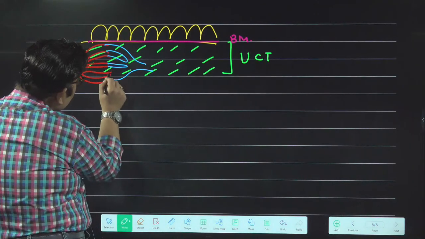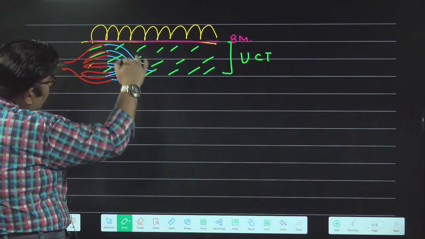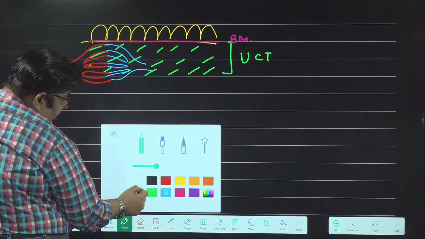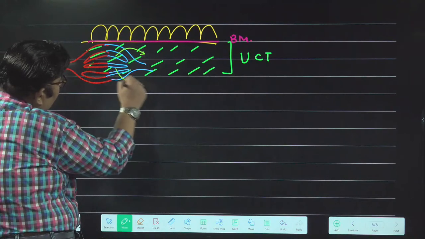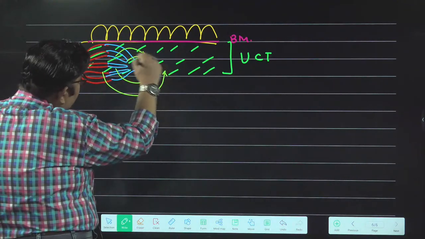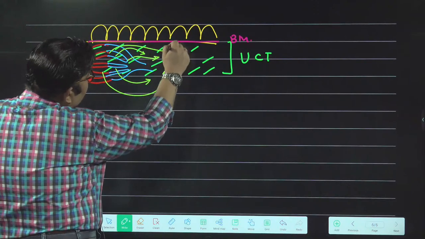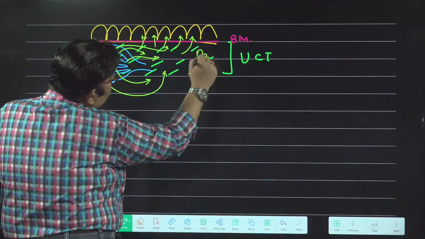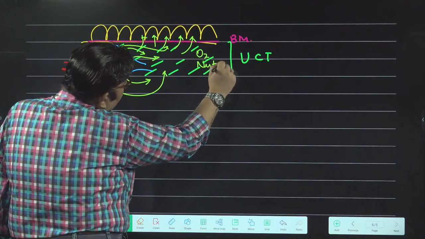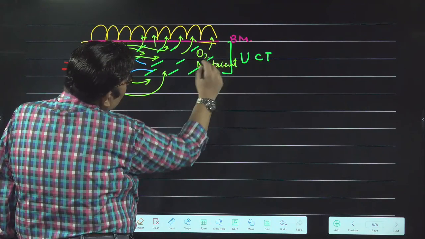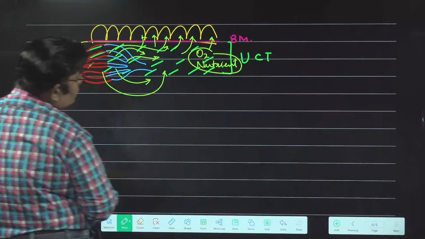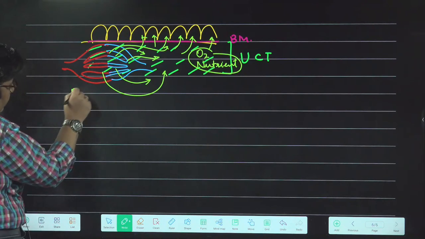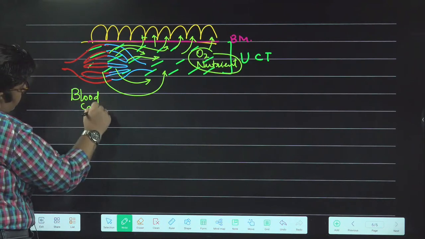I'm just showing you a simple diagram to show the blood capillaries. And from here, the substances which are absorbed, oxygen and nutrients, can be utilized by the cells of epithelial tissue. Oxygen and nutrients can go from the underlying connective tissue, because underlying connective tissue has plenty of blood capillaries. What you see here are blood capillaries.